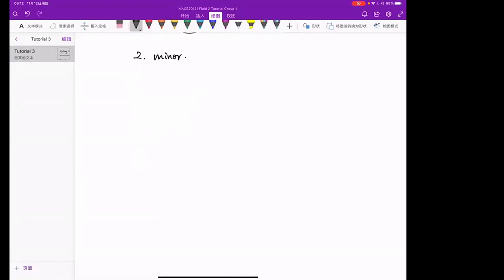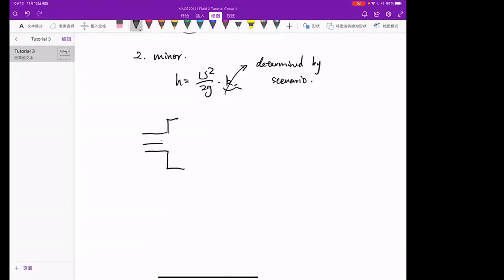And so there are two things you should bear in mind. First is how to calculate the head loss. It's fairly simple, times K. The K is determined by the scenario. So there are two scenarios you should be familiar with. First one is from a small pipe to a large pipe, a sudden change of diameter.